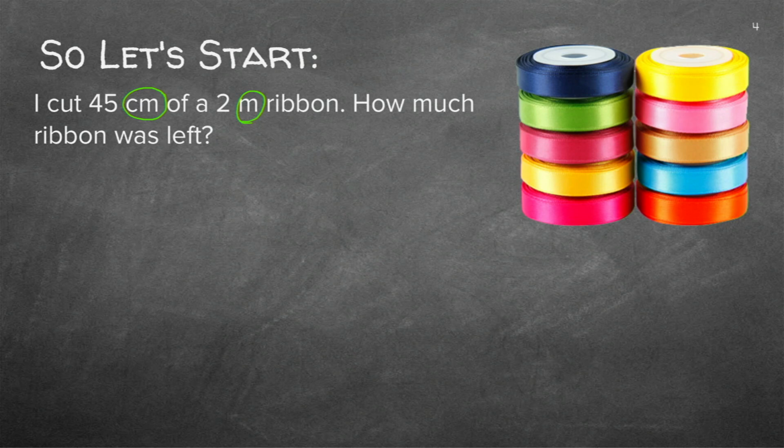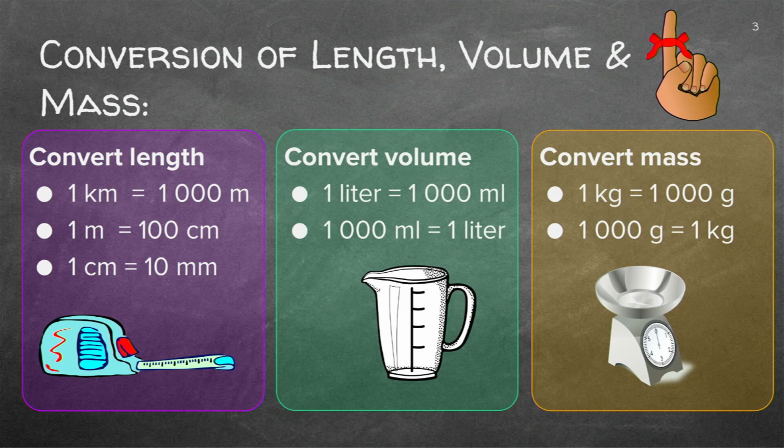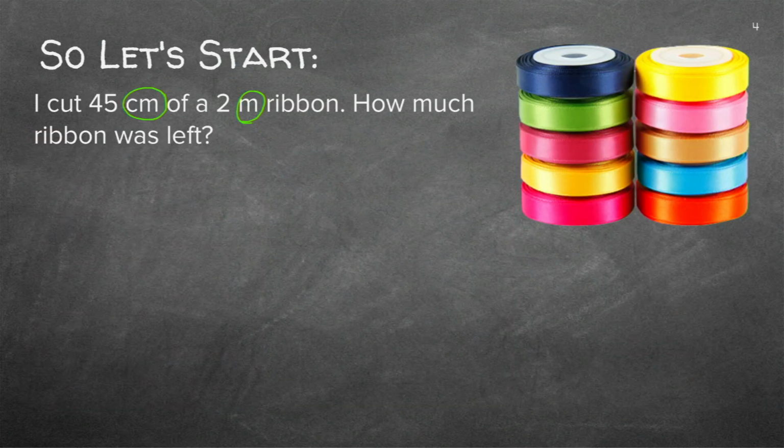Now you know that 100 centimeters equals 1 meter. So to get my 2 meters to centimeters, I am going to multiply by 100. So this will give me 200 centimeters. Now my units are the same and it's easy to do your calculation.